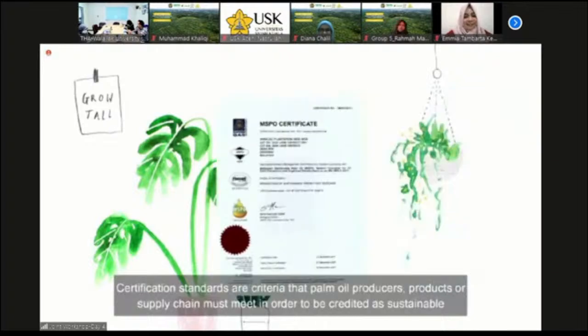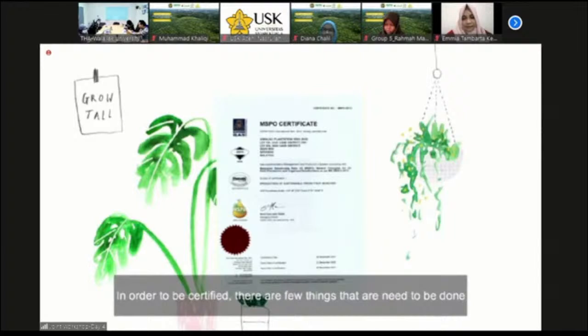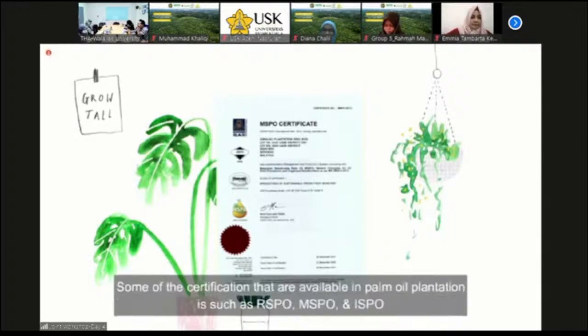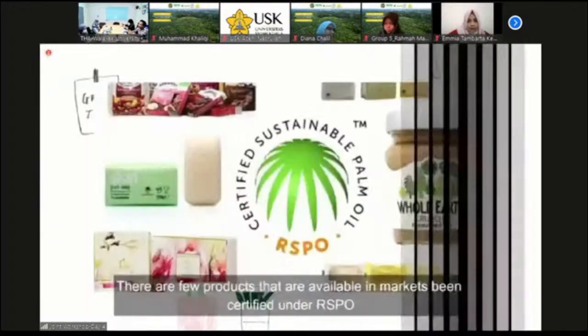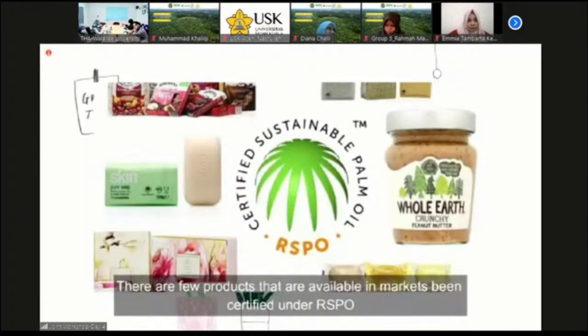Certification standards are criteria that palm oil producers, products, or supply chains must meet in order to be credited as sustainable. In order to be certified, there are a few things that need to be done. Some examples of certification available in palm oil plantations are RSPO, MSPO, and ISPO. There are a few products available in the market which are certified under RSPO.